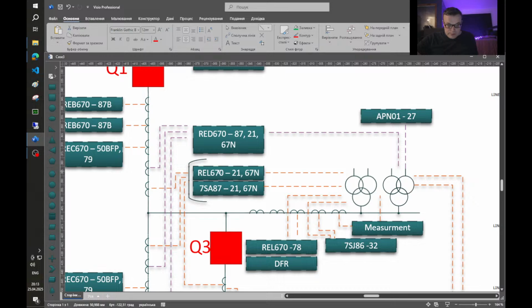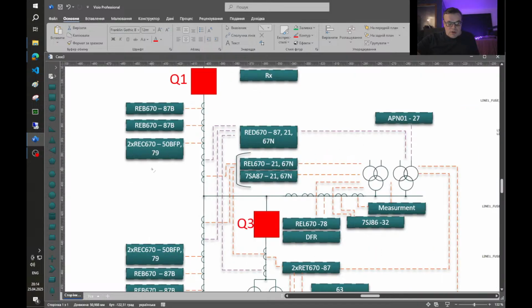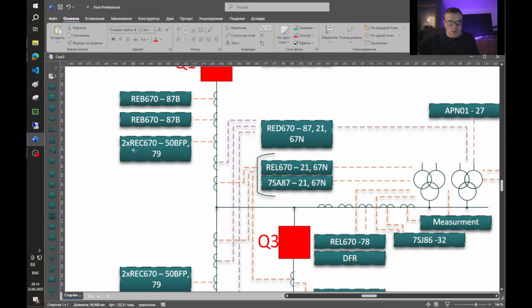There are also two backup protections. And they are usually from different manufacturers, and in this particular case we have REL 670 and 7SA 87, and this backup protection also uses high frequency communication channels. Each circuit breaker has two breaker control units.